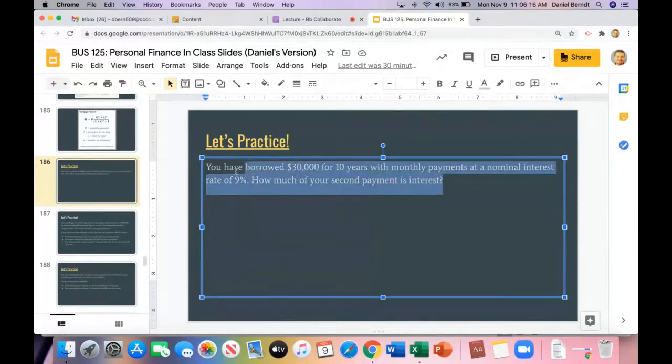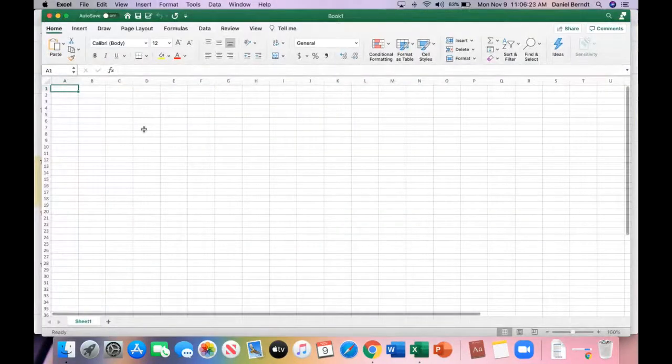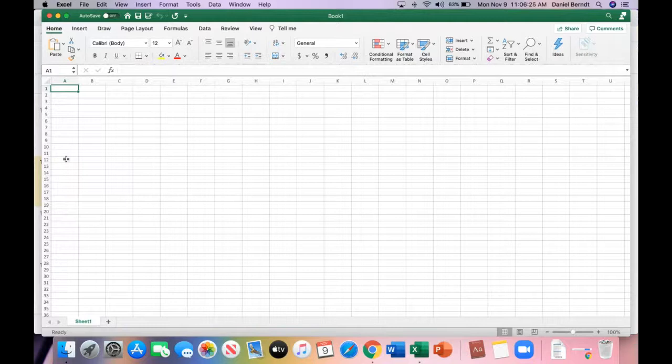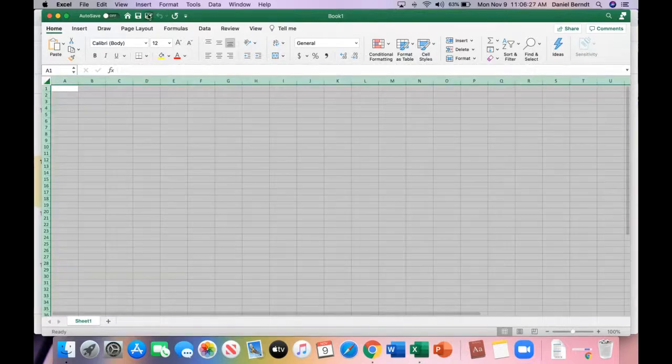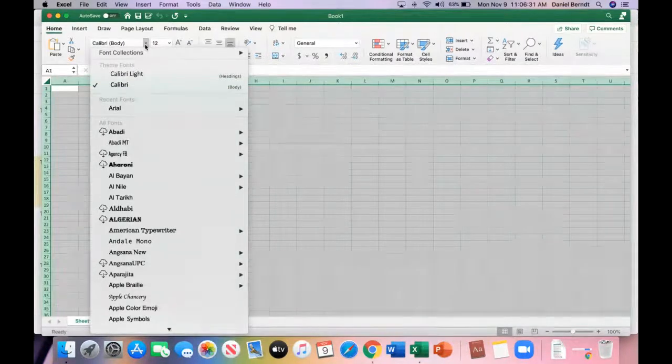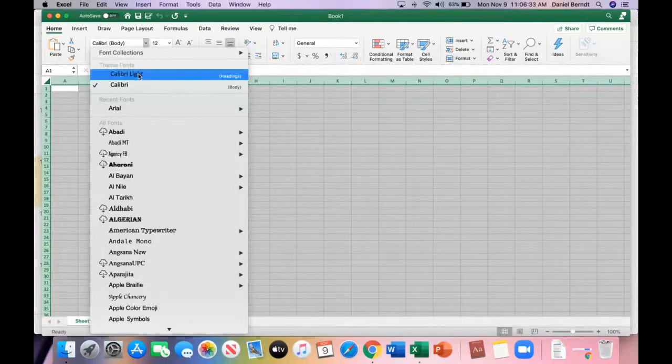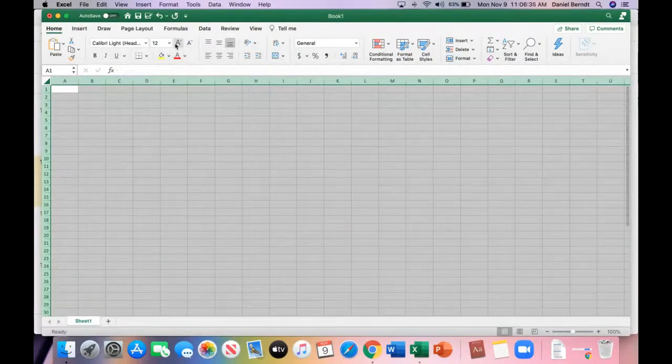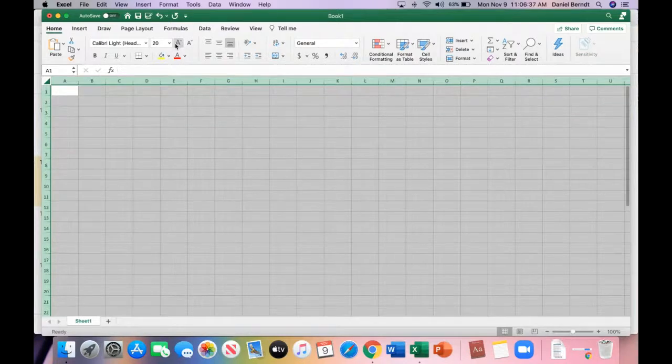I'm just going to copy this really quickly, and I'm going to hop over to a blank document. So this is just a blank workbook. Nothing's pre-made. And I've learned this semester, because I'm not used to having to do this on a virtual session, to go ahead and make some of these modifications so you can see.